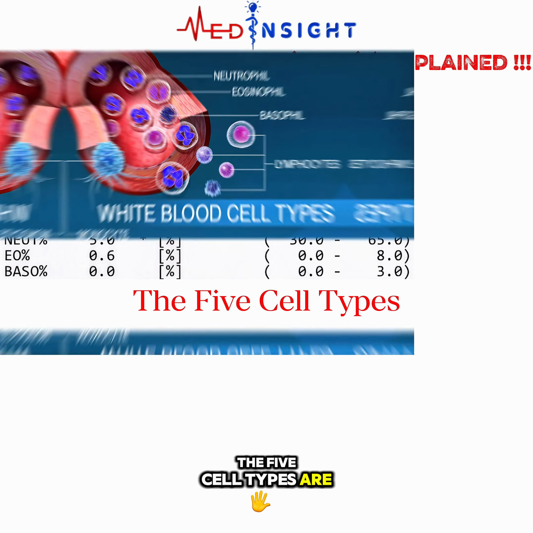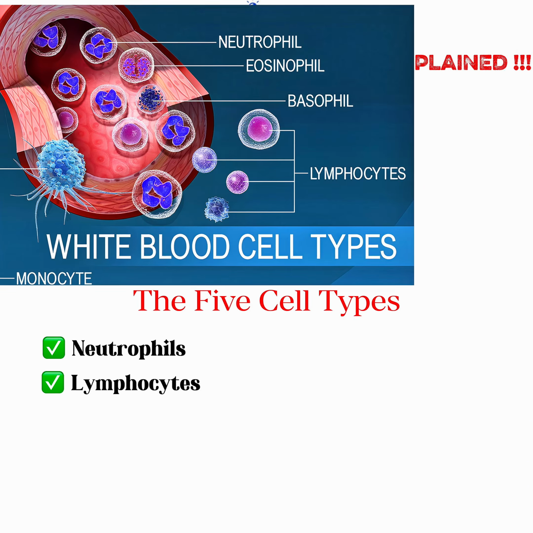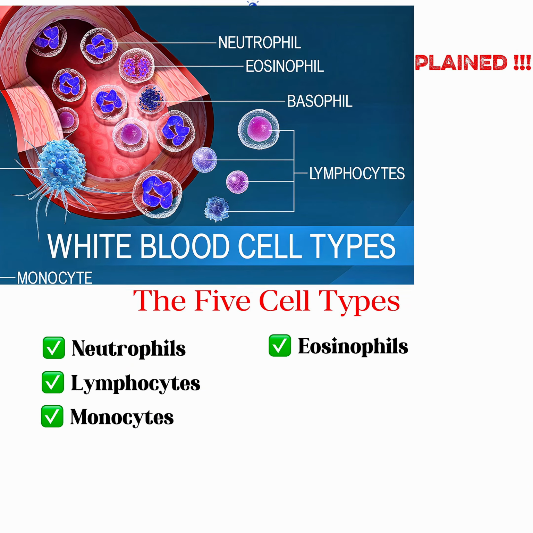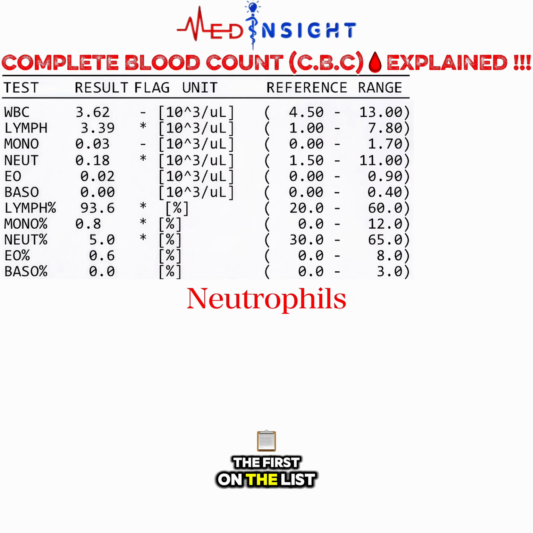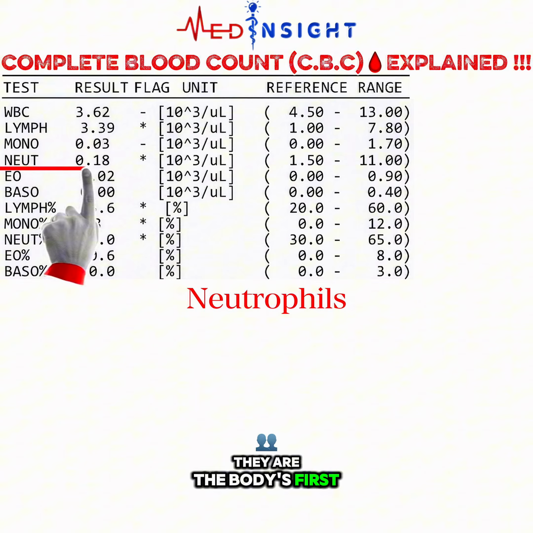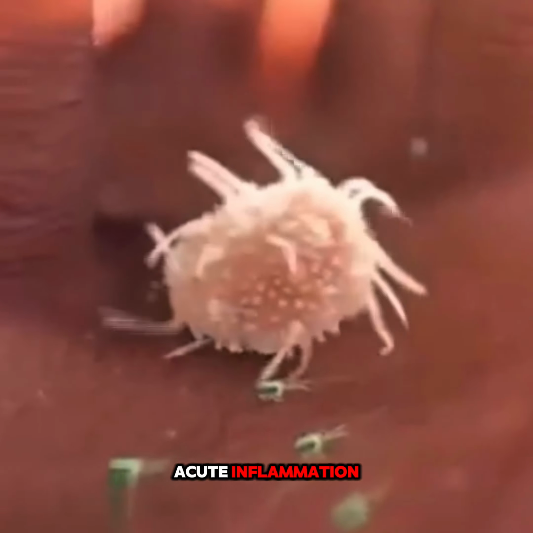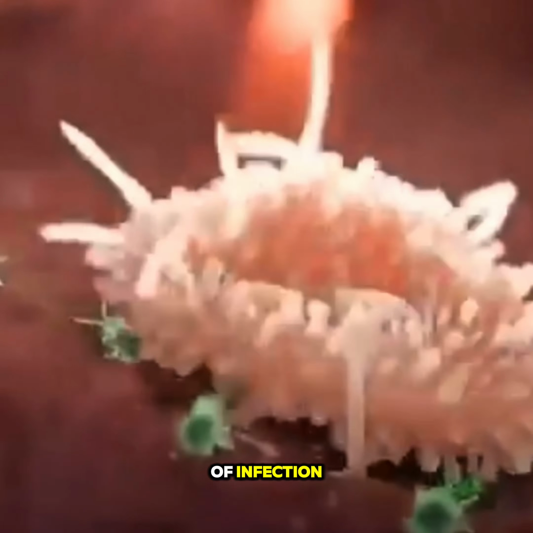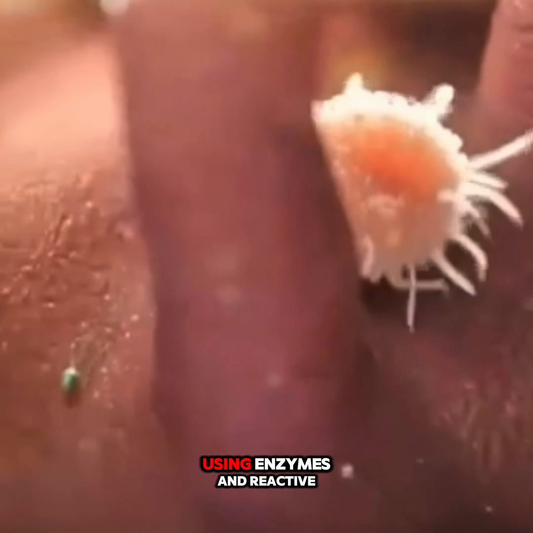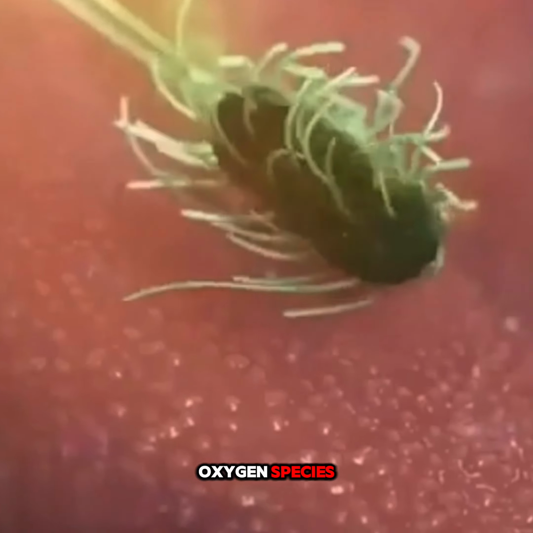The 5 cell types are neutrophils, lymphocytes, monocytes, eosinophils, and basophils. The first on the list is neutrophils. They are the body's first and most numerous responders to acute inflammation. They migrate to the site of infection, engulf and destroy microbes using enzymes and reactive oxygen species.